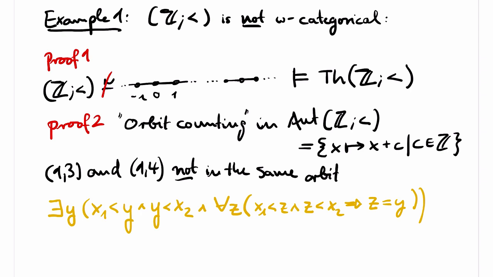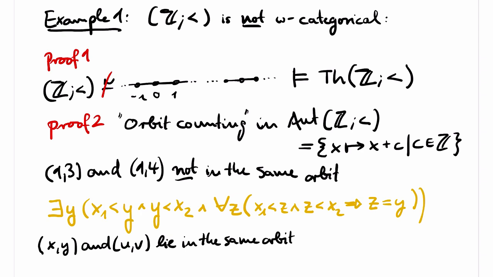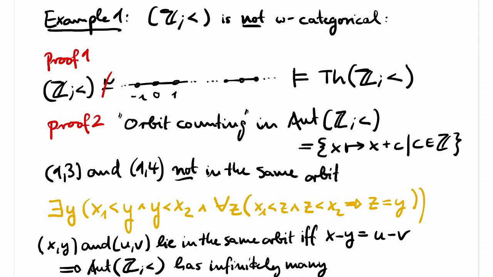This is a formula that holds for the pair 1, 3, but does not for the pair 1, 4. It follows that there is no automorphism that maps the pair 1, 3 to the pair 1, 4, because automorphisms preserve first-order formulas. In general, a pair x, y can be mapped to a pair u, v if and only if x minus y equals u minus v. Since there are infinitely many possible differences, there are infinitely many different orbits of pairs. So the theorem of Ryll-Nardzewski implies that the structure Z is not omega-categorical.